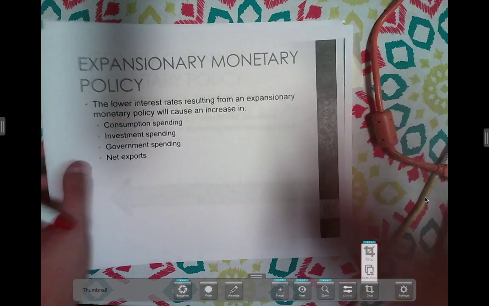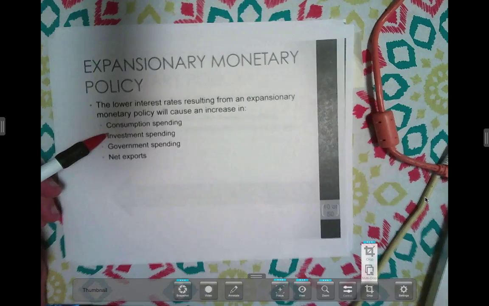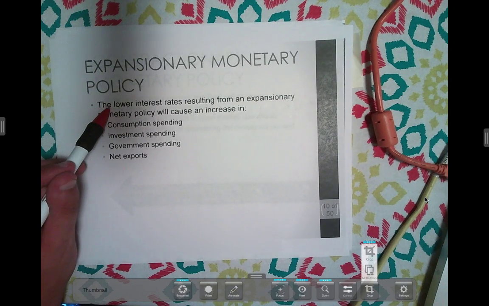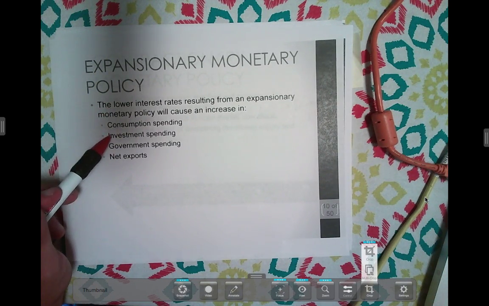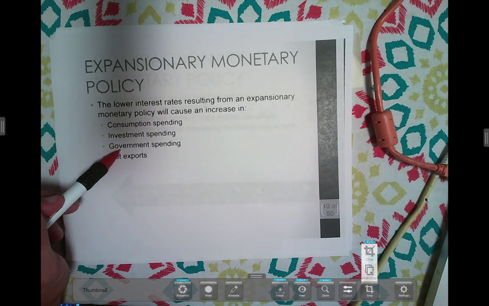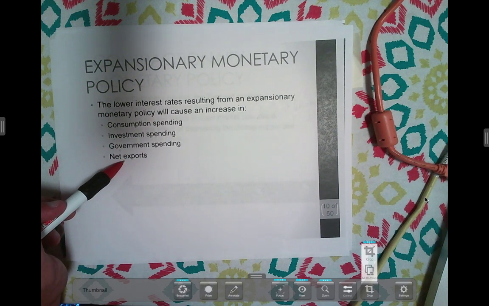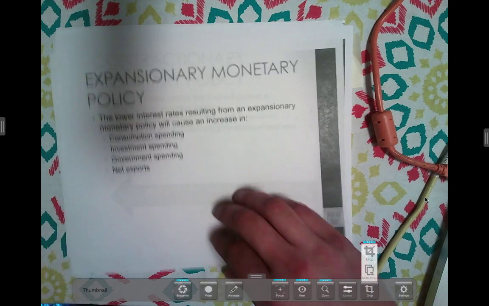And that's what you see right here, basically a repeat of what I just said. Lowering the interest rates causes more consumption, more investment, businesses building more inventory, buying more machines, expanding their operations. Also, the government would spend more money because it's cheaper for them to borrow. And also, it would be cheaper for those who live outside the U.S. to borrow, so they probably would buy more as well.